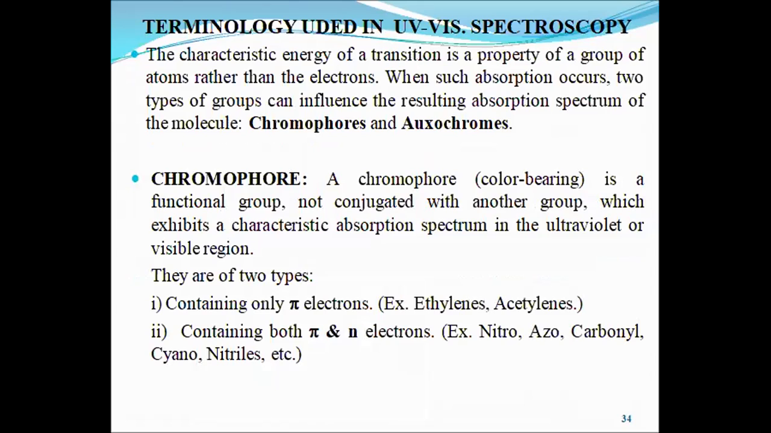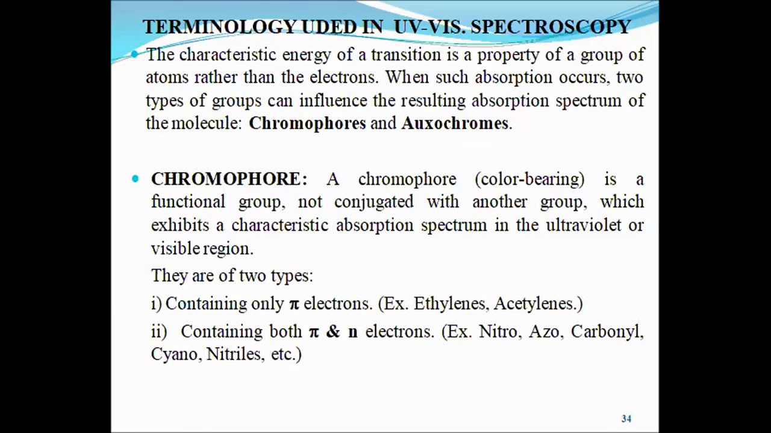So the characteristic energy of a transition is the property of the group or the group of atoms rather than the electrons. So when an absorption occurs, two types of groups can influence the resulting absorption spectrum of a molecule. They can change or influence the absorption spectrum. And the groups are termed as chromophores and auxochromes.